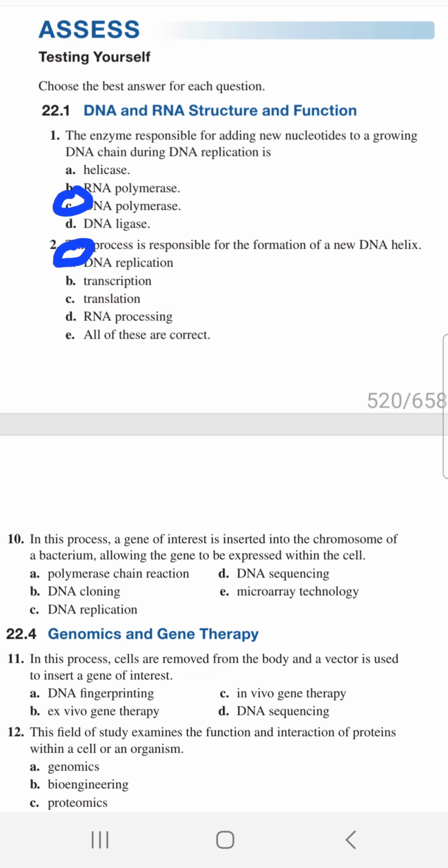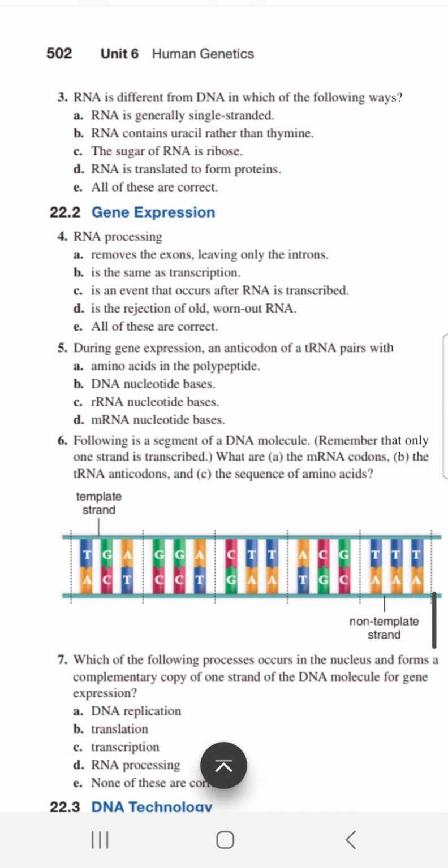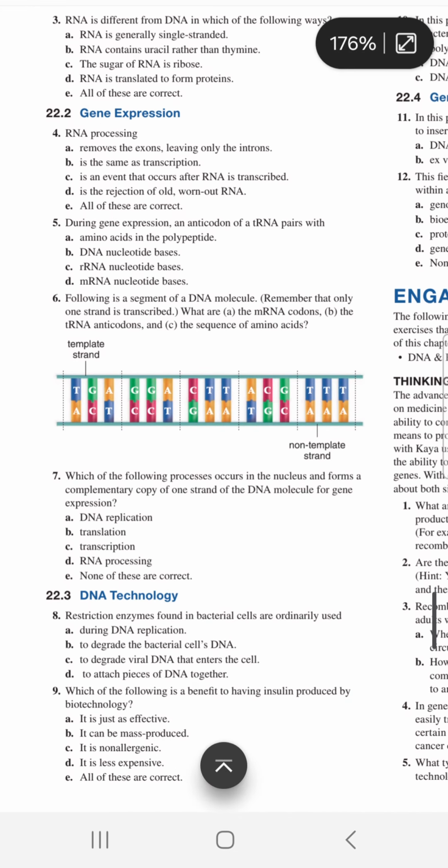Okay, coming to question number 3. RNA is different from DNA in which of the following ways? RNA is generally single-stranded. Yes, that is correct, although sometimes DNA can also be single-stranded, like in the case of viruses. That's why the word generally.